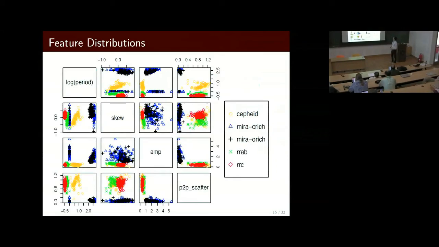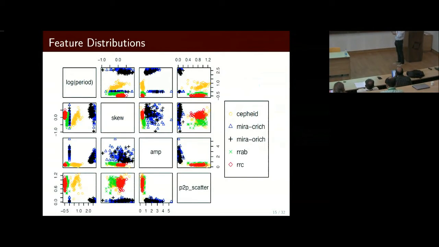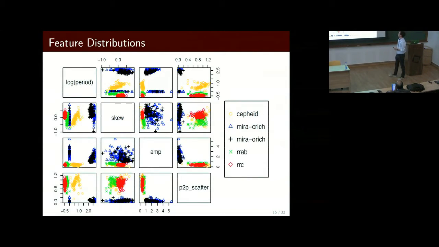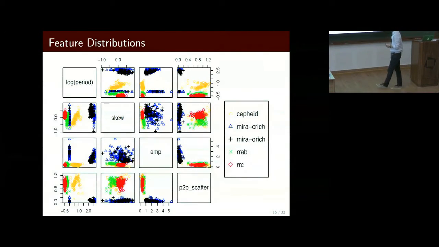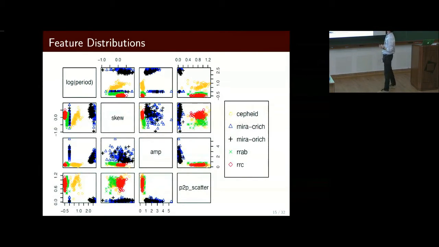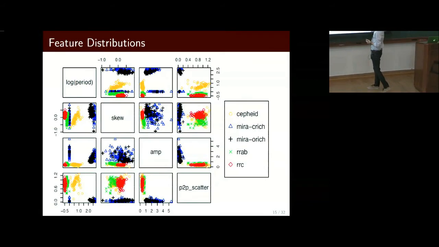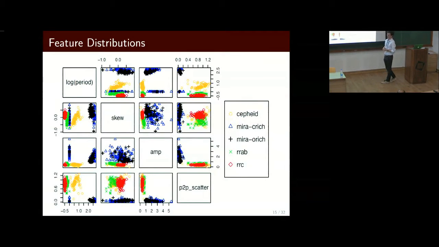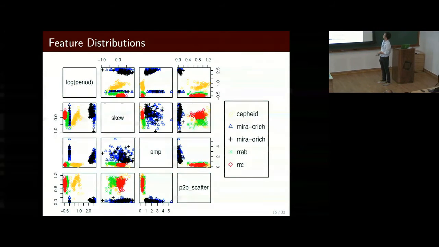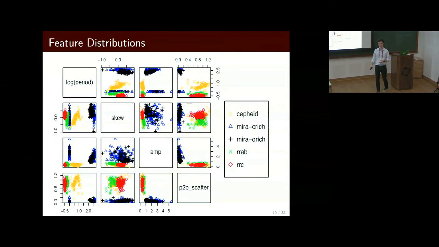Here I plotted a scatter plot matrix of the 4 features, and you can see kind of what you'd expect. The 2 Mira classes, represented by the blue triangles and the black plus signs, tend to be grouped together in feature space. The RR Lyrae AB and RR Lyrae C are pretty close, but they tend to be far apart from the very different class of Miras. And the Cepheids are somewhere in between on their own.